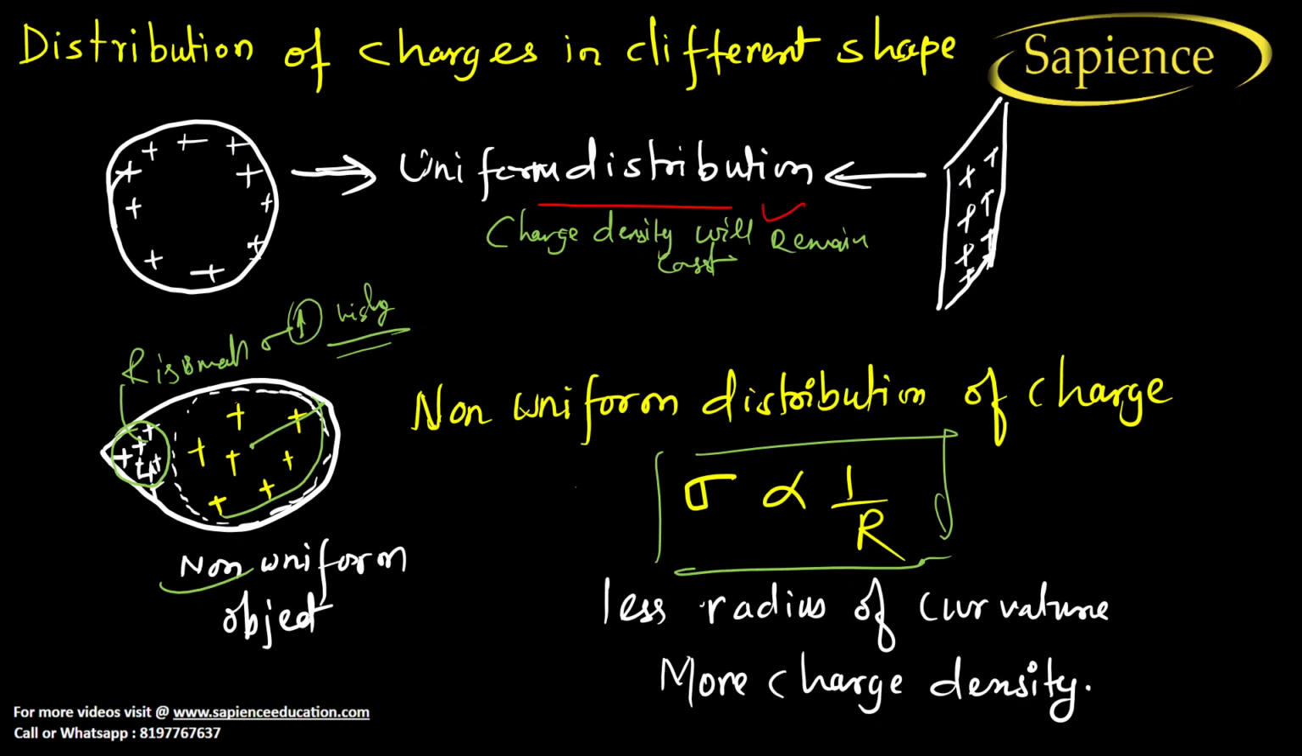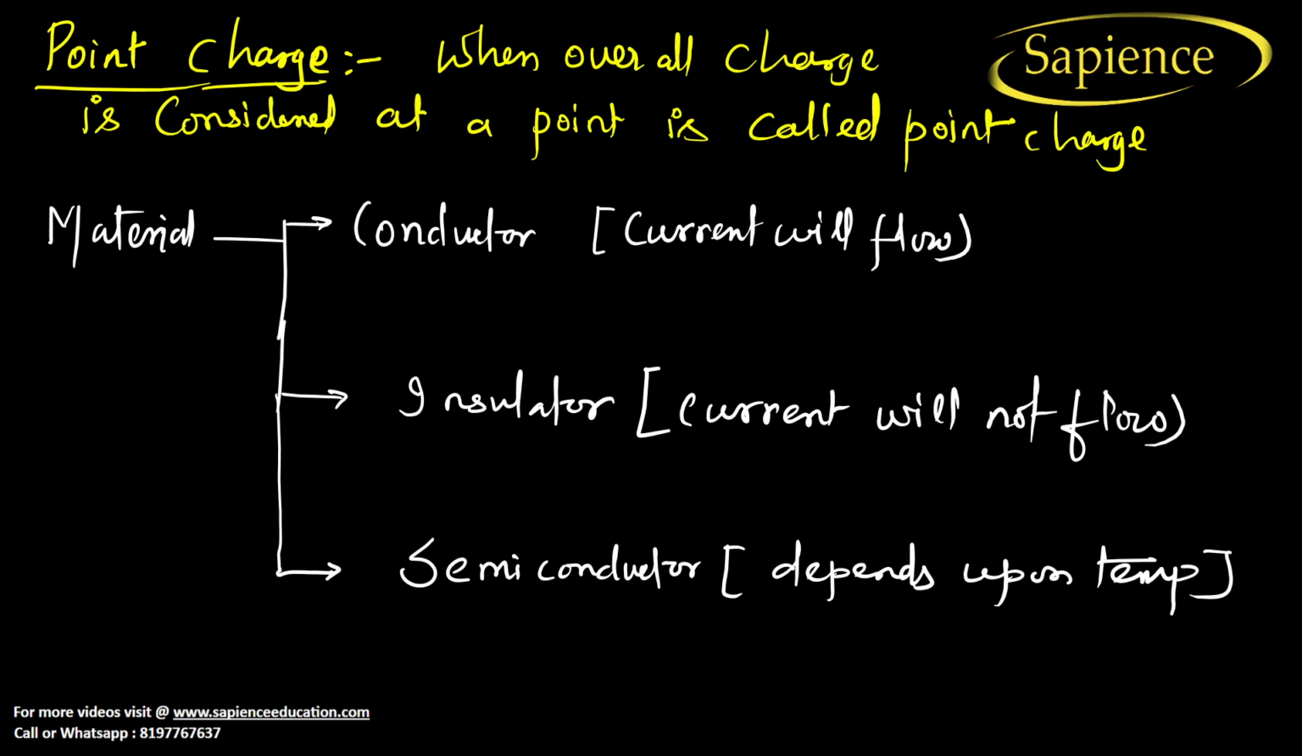It depends upon the shape of the conductor. Now, a very important point charge. When the overall charge is considered at a point, it is called a point charge. For example, many charges are there, but I will consider the whole charge as a single entity, and this is known as a point charge.